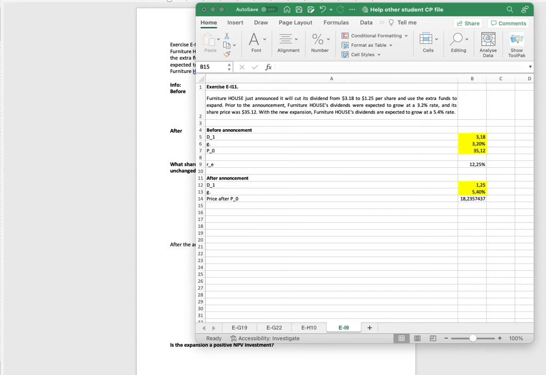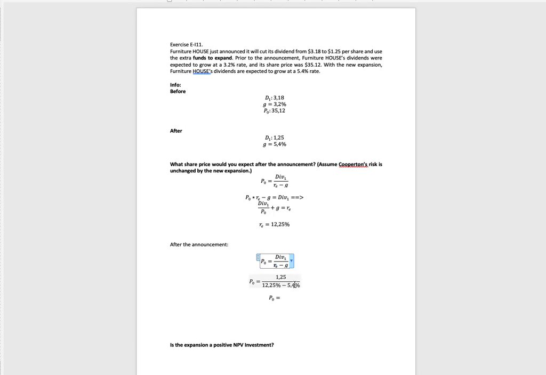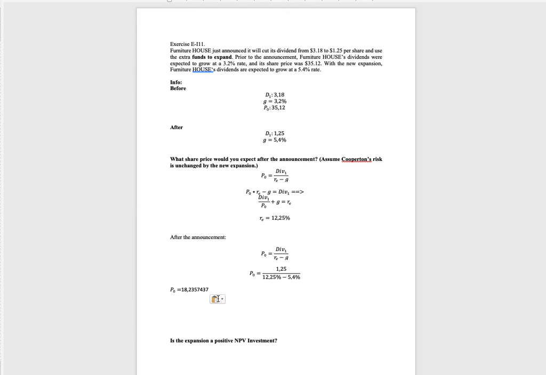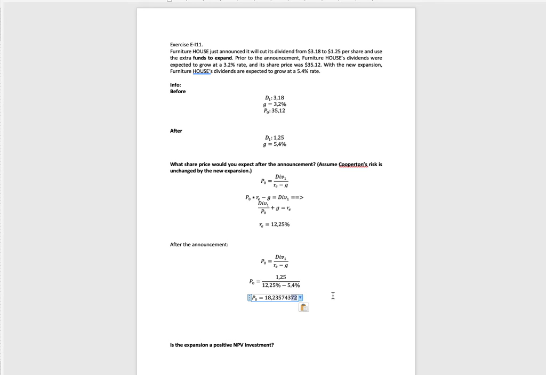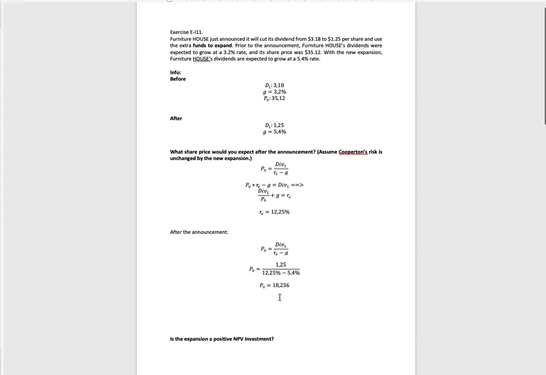And we find that the price will fall, which is actually quite a lot. So instead of 35.12, the stock price will fall to 18.236. Is the expansion a positive investment? No, it's obviously not, because there is the same amount of shares outstanding.